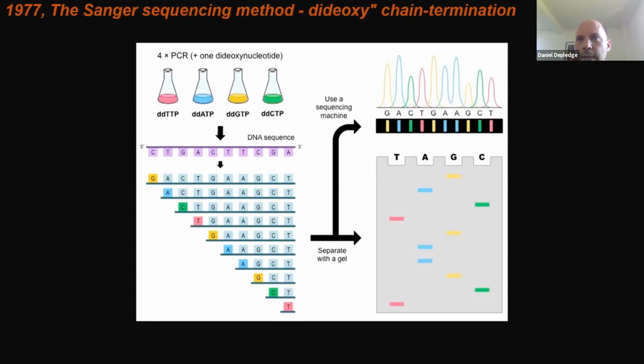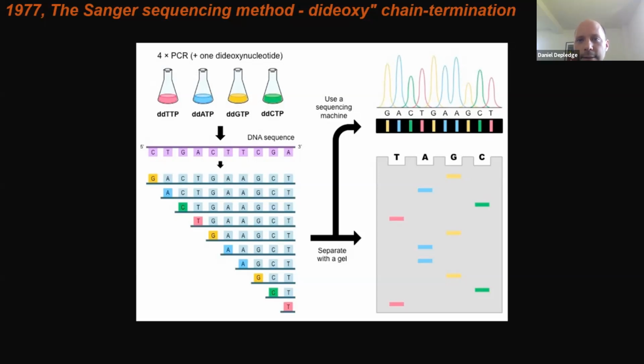Now, if you add small amounts of a dideoxynucleotide to these reactions, then it basically means every time a fragment is copied, it will randomly stop when a dideoxynucleotide is incorporated. So that basically means you produce a huge number of fragments that will all start at the same position, but will terminate at different positions along the fragment that you're interested in.